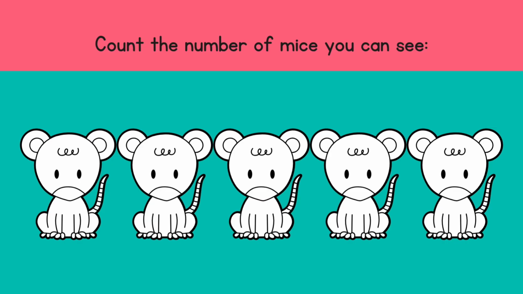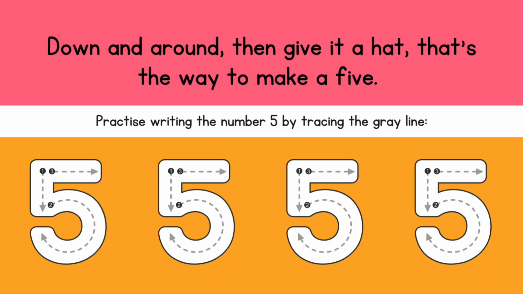Count the number of mice you can see. 1, 2, 3, 4, 5. So down and around and then give it a head. That's the way to make a 5. Practice writing the number 5 by tracing the grey line.